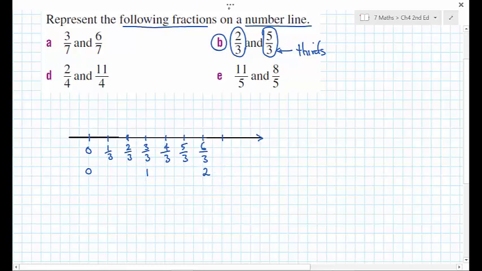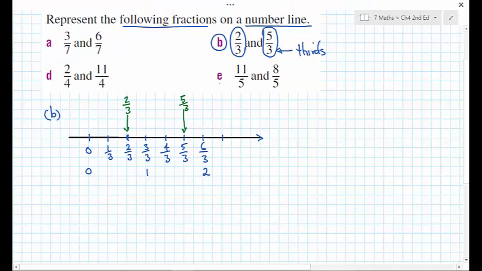And now all I simply need to do is represent these on the number line. So here, that's 2/3, okay, and 5/3 is here on my number line. So that's where those are represented. So that there is B.